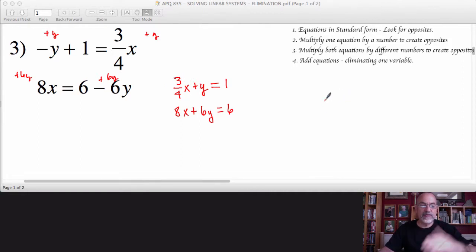Okay. Now I have them in standard form, but I have this fraction, and I'd really like to not have to deal with that fraction through the entire process. So we're going to get rid of that fraction right now. And remember, to remove a fraction from an equation, you simply multiply by that denominator.